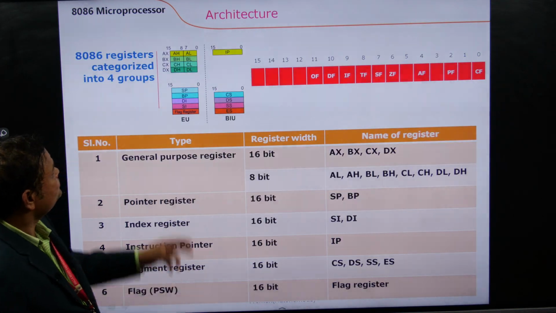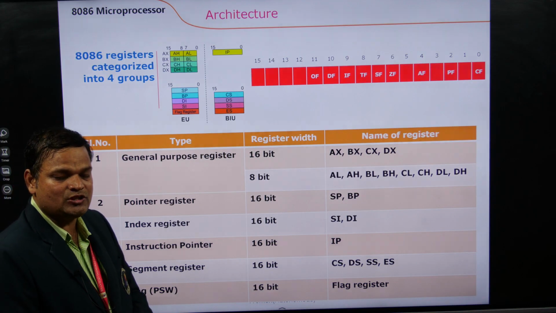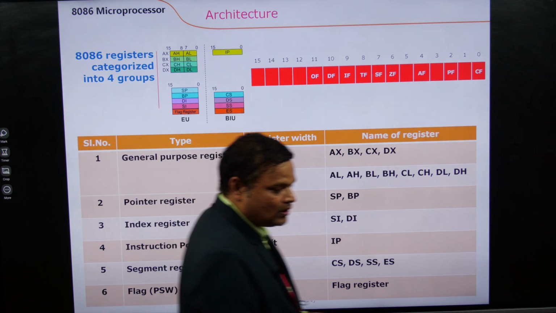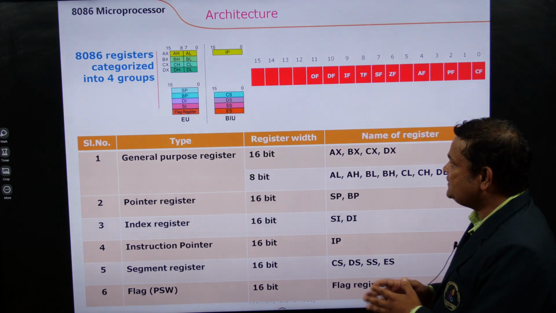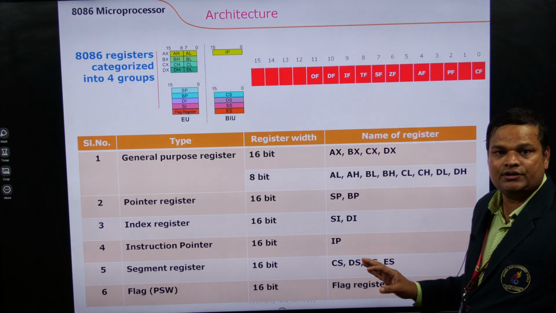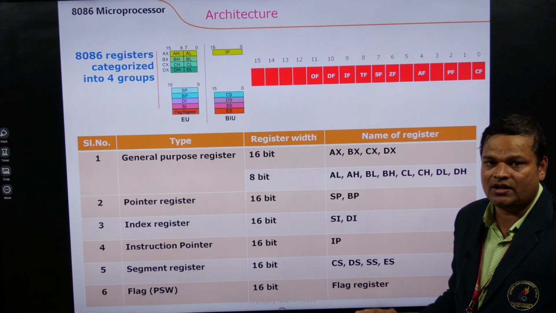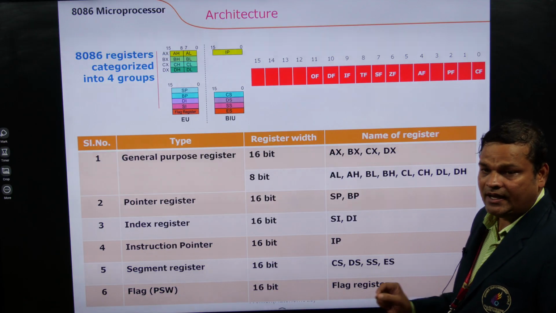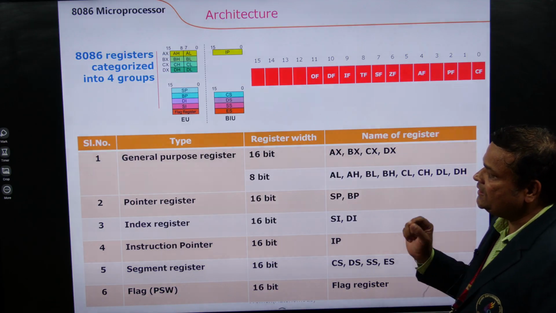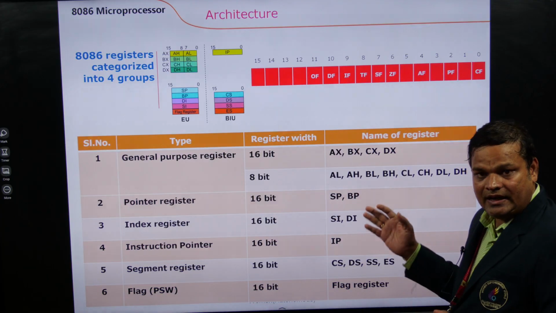Next we move to the execution unit. As I said earlier, the execution unit is mainly responsible for the execution of the program or data received from the bus interfacing unit. The execution unit does not interact with the external memory at all, and the bus interfacing unit is not involved in the execution of the program. The tasks of the bus interfacing unit and the execution unit are separate. They work individually.